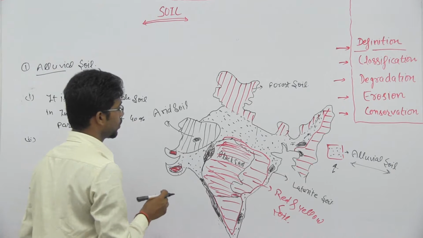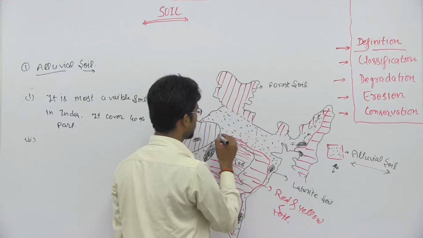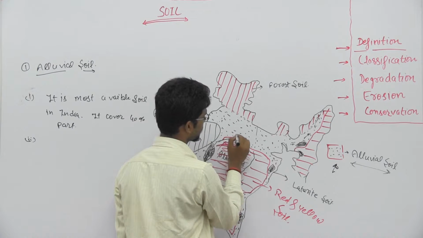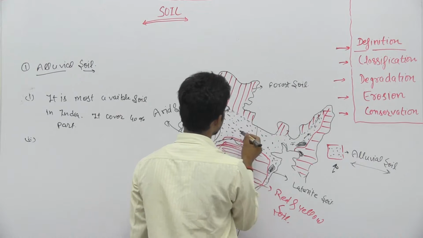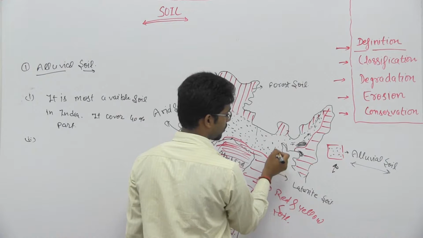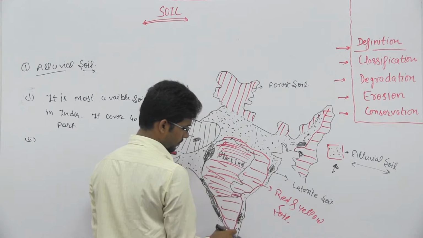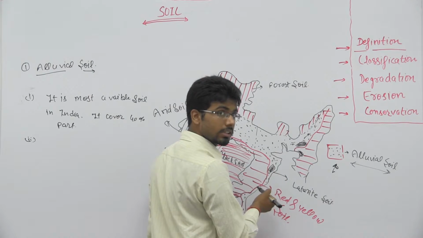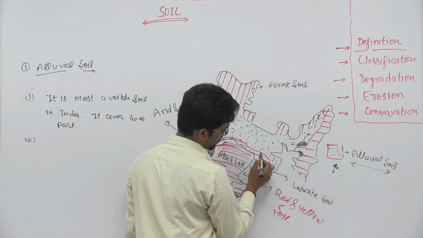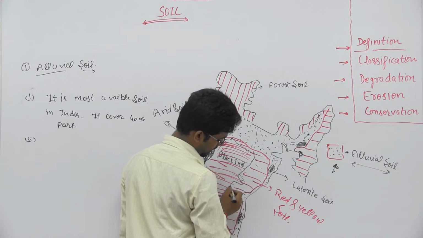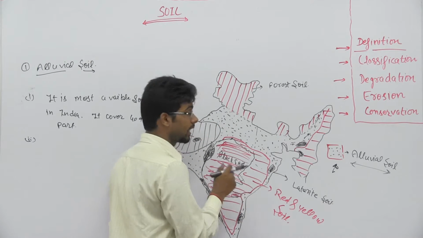And second point, this alluvial soil is basically brought and deposited by the rivers. So as we can see, these are found in the northern plains, and basically the eastern side of the Western Ghats. Like here we have the rivers, Mahanadi, Godavari, Krishna, Kaveri. So in the river region basically it is found.